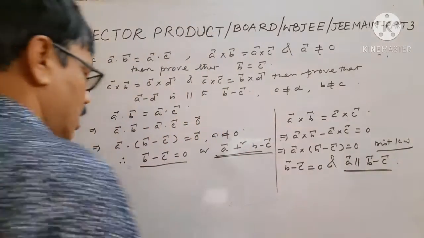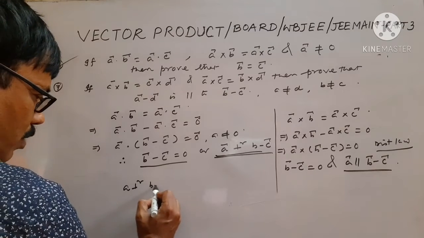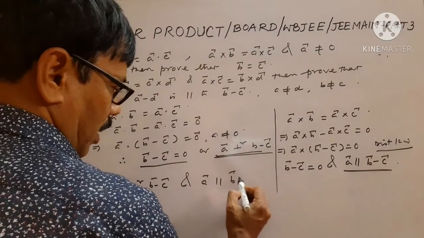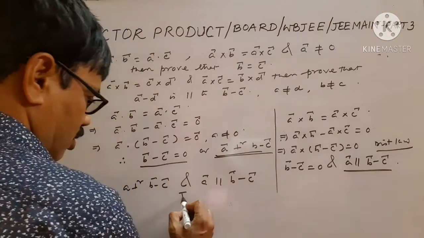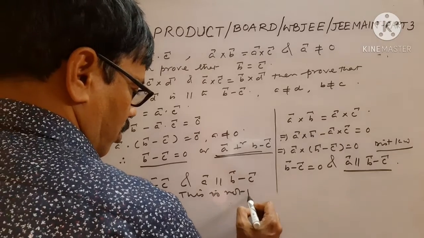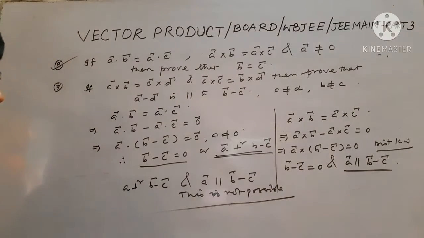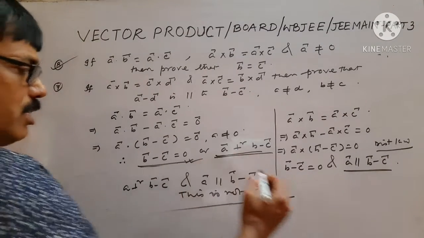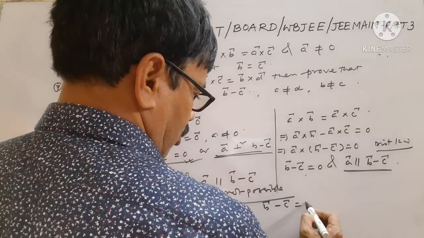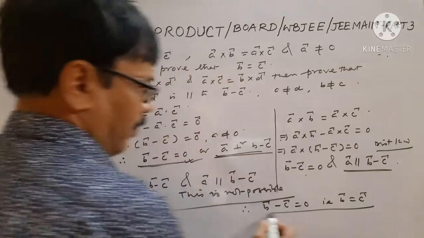So this option is not true. A perpendicular to B minus C and A parallel to B minus C. This is not possible at a time. So only this option is remaining. Therefore, we are getting B minus C equals to 0. That is B equals to C.